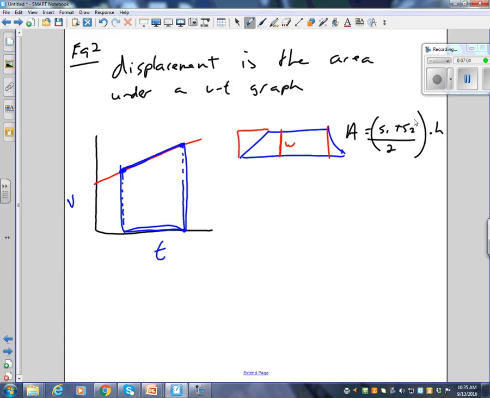No. You know what? All you have to do is write down and enjoy the derivation that you're about to see. Times height, yeah. Times height.